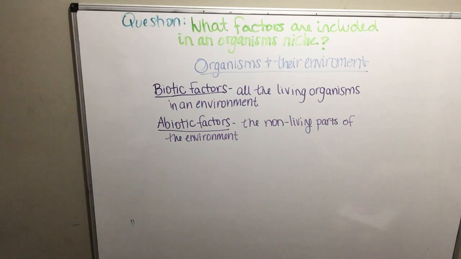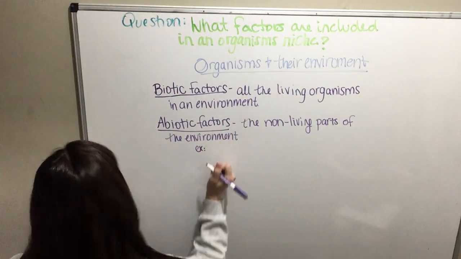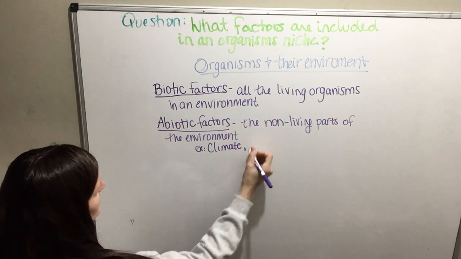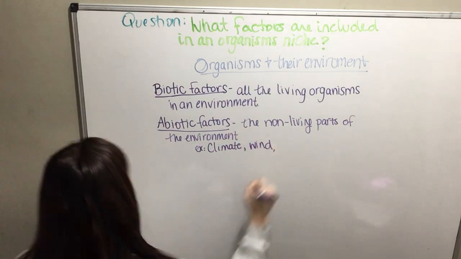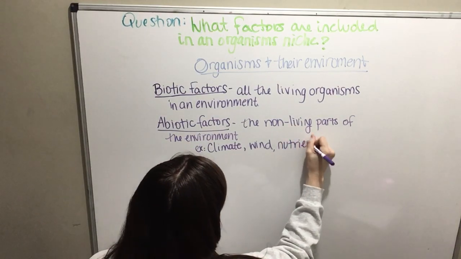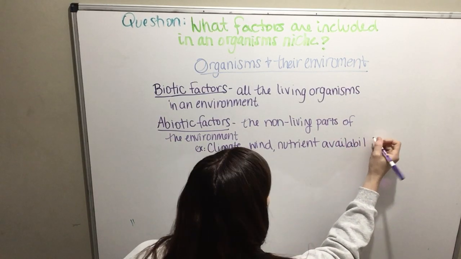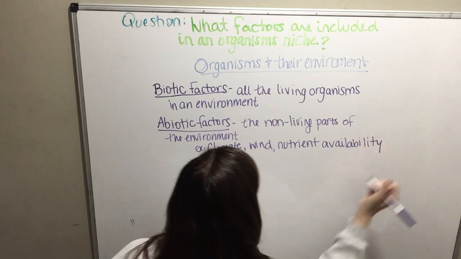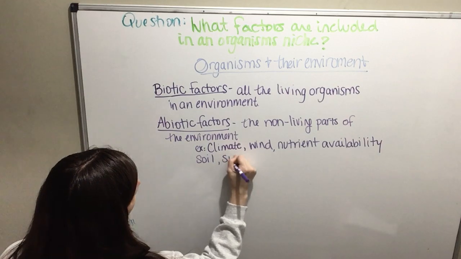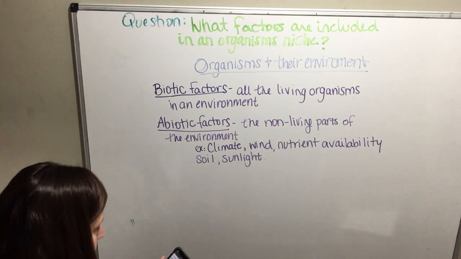All right. So, some of these, examples of this would be climate. What kind of climate do the organisms live in? The wind. The nutrient availability. Soil. Sunlight. Those are all abiotic factors.